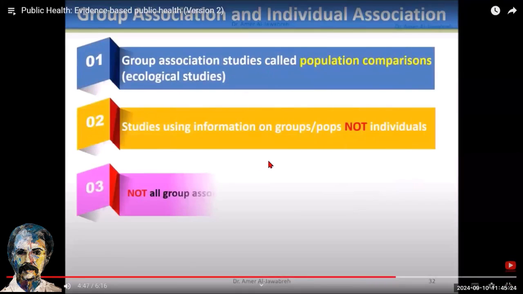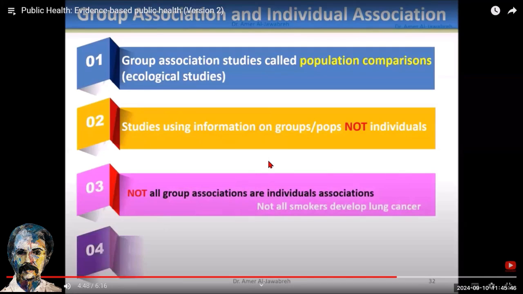Okay, so here, group association, we have studies for group association. We call them population comparisons or ecological studies, special studies for this. These studies use information on groups, not individuals. We are not interested in you and her and him. We are interested in the community as a whole. Not all group associations are individual.